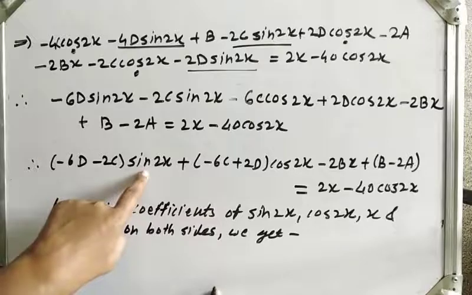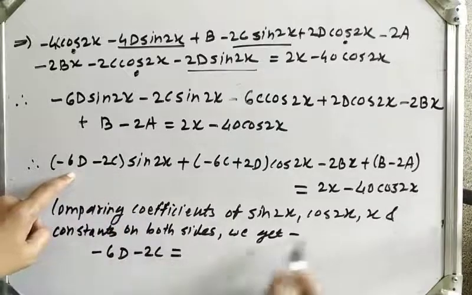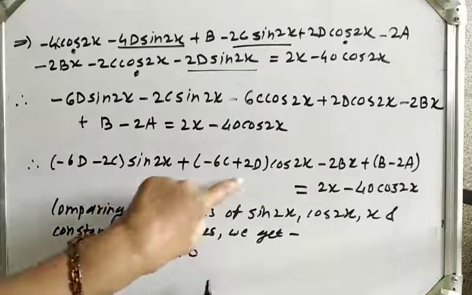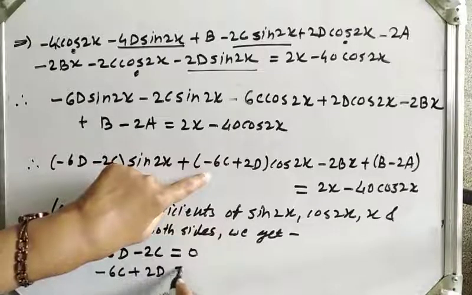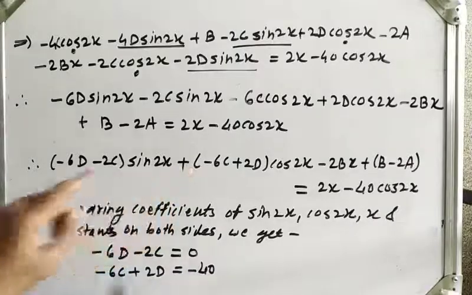Coefficient of sin 2x is minus 6d minus 2c is equal to, here no terms of sin 2x means it is 0. Coefficient of cos 2x is minus 6c plus 2d is equal to, here coefficient of cos 2x is minus 4.